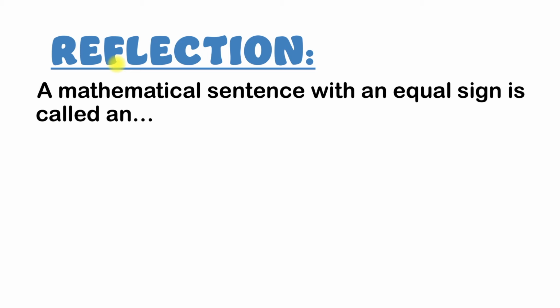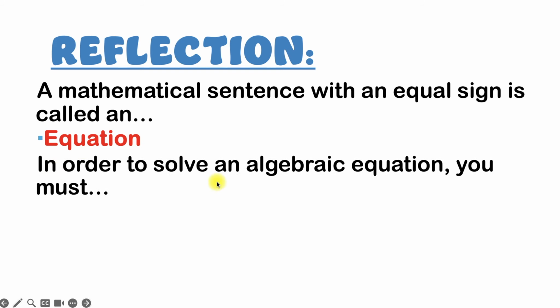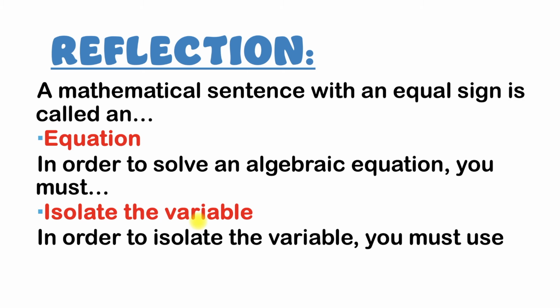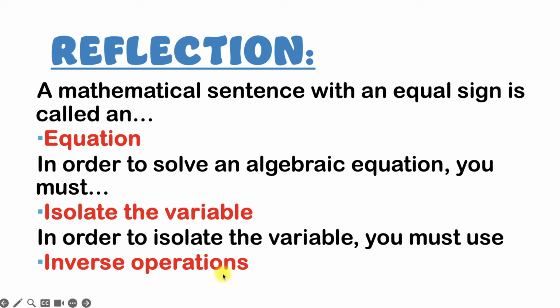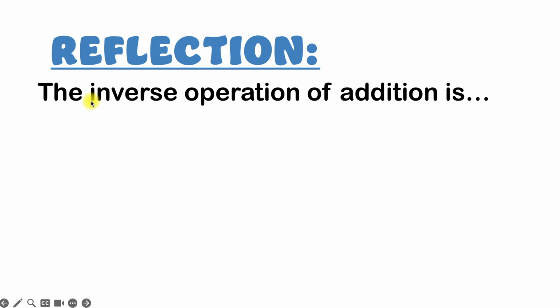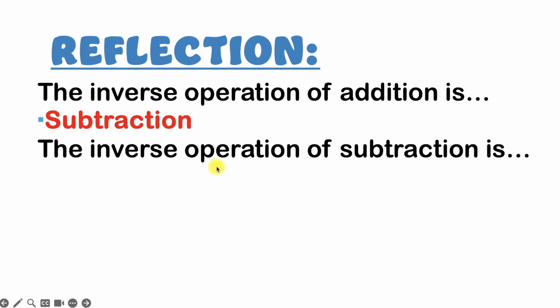So let's recap what we learned today. A mathematical sentence with an equal sign is called an equation. In order to solve an algebraic equation, you must isolate the variable. That's a fancy way of saying get the variable by itself. In order to isolate the variable, you must use inverse operations. So if you're adding in the equation, to isolate the variable, you'll subtract. And if you're subtracting in the equation, you'll add. The inverse operation of addition is subtraction. The inverse operation of subtraction is addition.